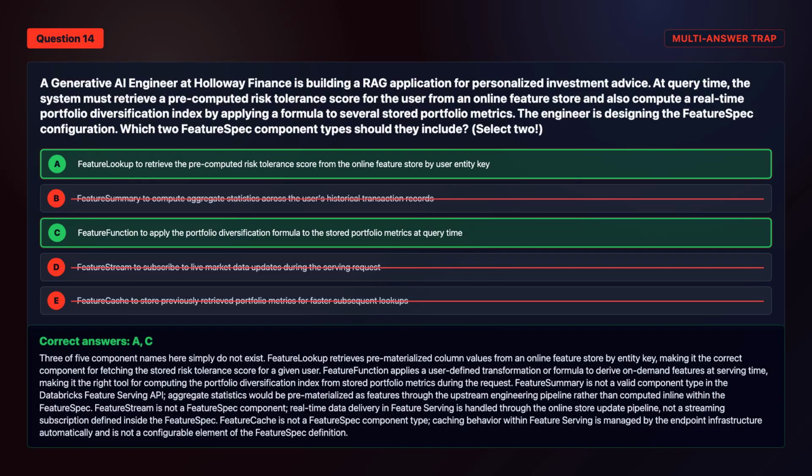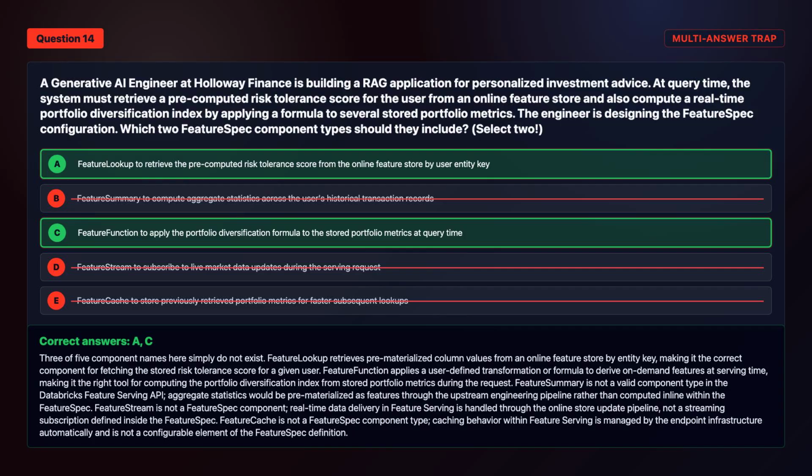The correct answers are option A and option C. 3 of 5 component names here simply do not exist. Feature Lookup retrieves pre-materialized column values from an online feature store by entity key, making it the correct component for fetching the stored risk tolerance score for a given user. Feature Function applies a user-defined transformation or formula to derive on-demand features at serving time, making it the right tool for computing the portfolio diversification index from stored portfolio metrics during the request.